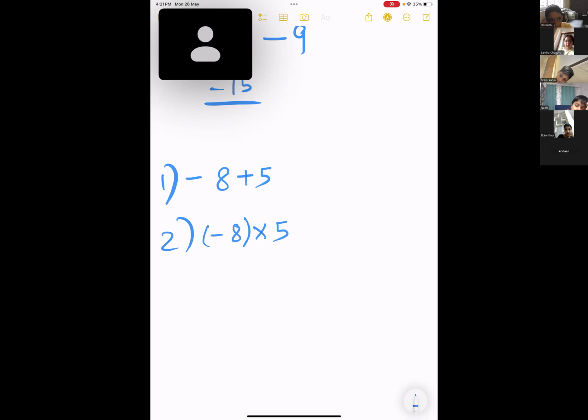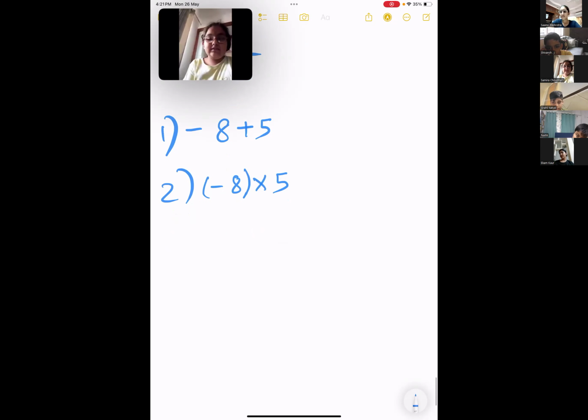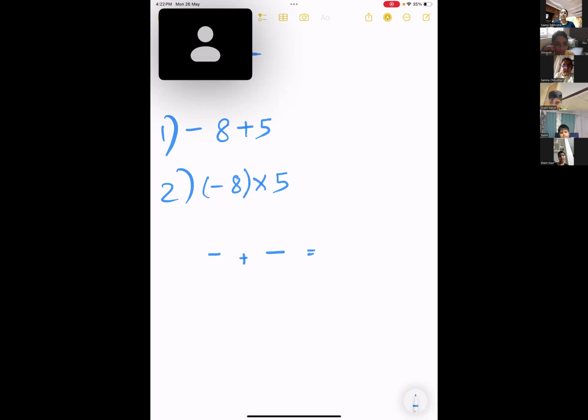Good job, children. Samaira, do you understand? Ma'am, I did not understand the second one. -8 into 5? Yes, ma'am. Okay, so the concept for multiplication is, let me just brief you with the entire thing. Ma'am, there's some problem in my chat section, so I'm not able to send. Okay, no problem. Your answer should tally with the answers that I'm providing.